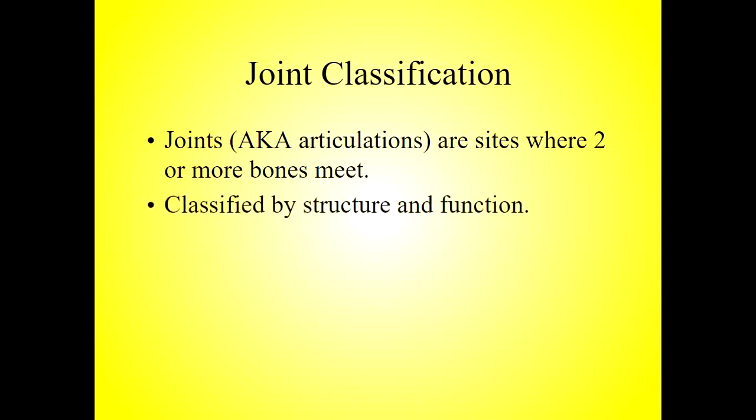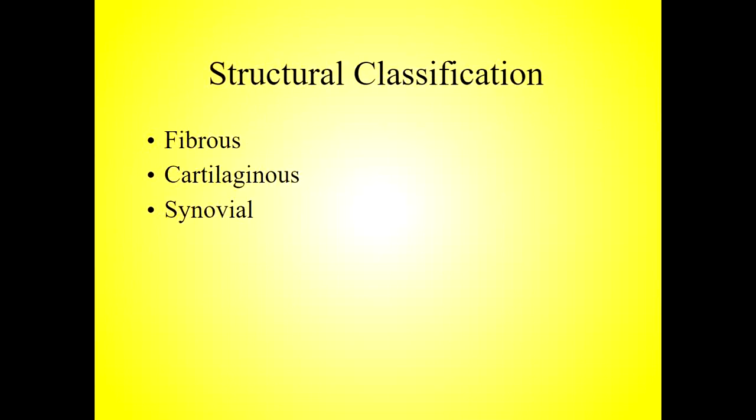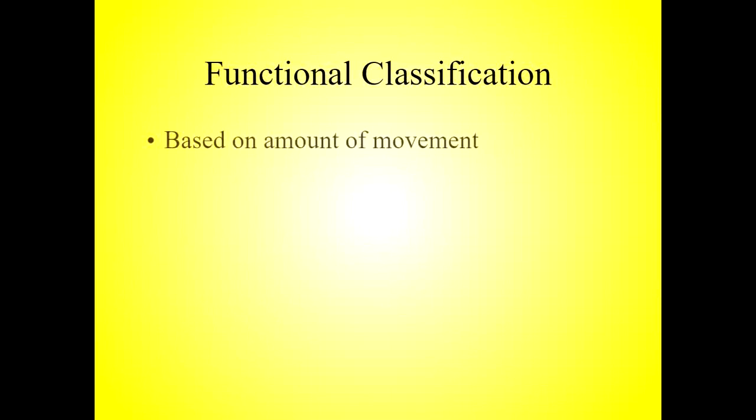So we classify joints based on their structure, how they're made, and then we also classify them based on what their function would be. So some structural classifications would be fibrous joints, we have cartilaginous joints, and we have synovial joints. For functional classifications, we look at how much movement can occur at that joint. If it's a synarthrotic joint or shows synarthrosis, then we say that's an immovable joint, like in your skull, the sutures.